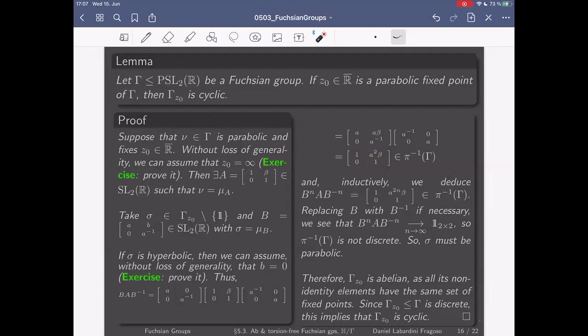And if you repeat that conjugation n times, then you get elements of this form, with some power of A times beta in the upper right corner. And now if we take n to infinity, these matrices get closer and closer to the identity.